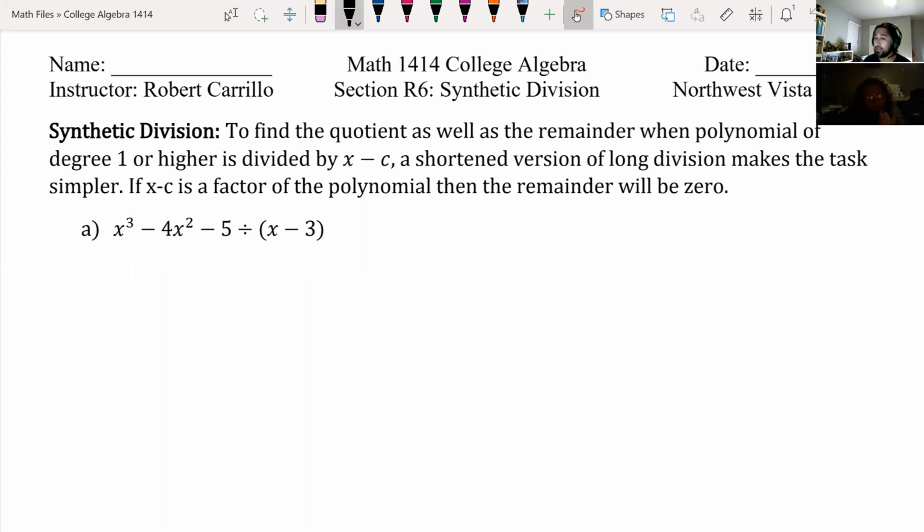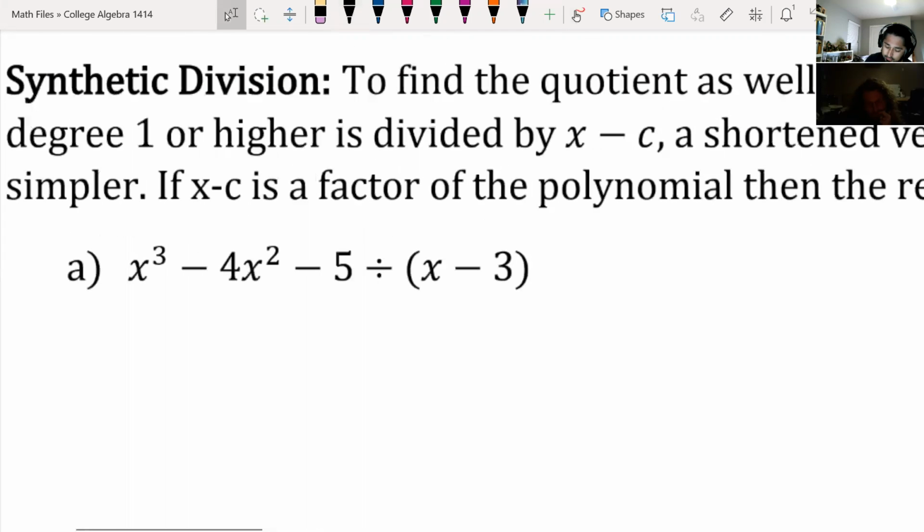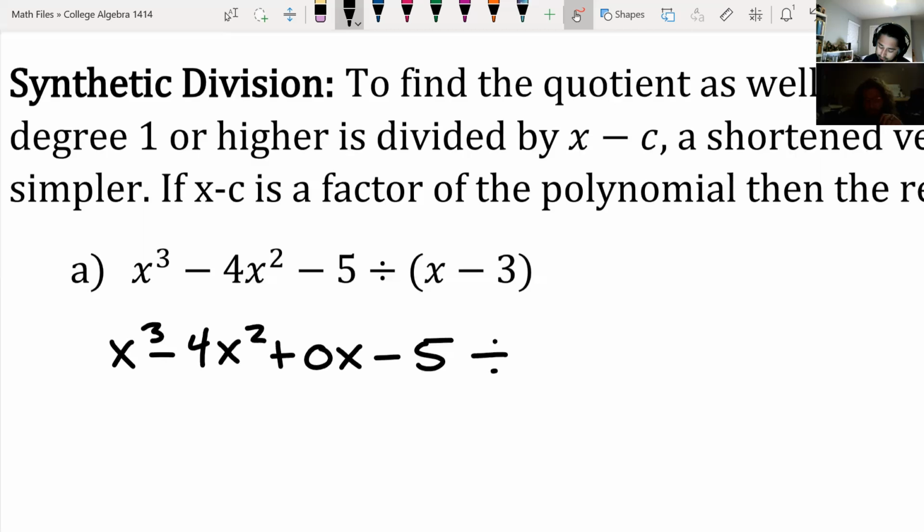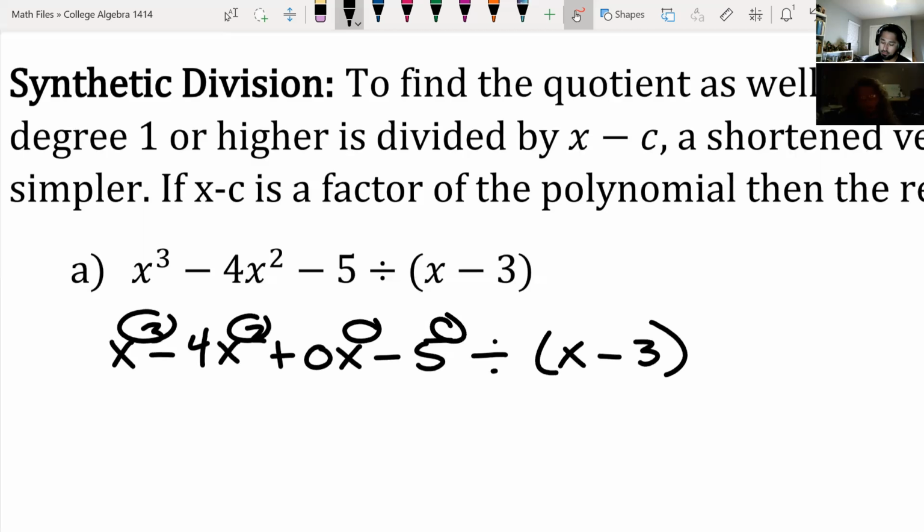So let's get started with A. We have x cubed minus 4x squared minus 5. What power of x are we missing? We're missing x to the first power, which means we account for it by making it 0x. So we have all our powers: 3, 2, 1, 0.